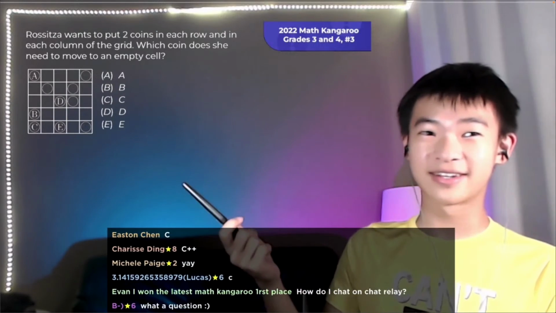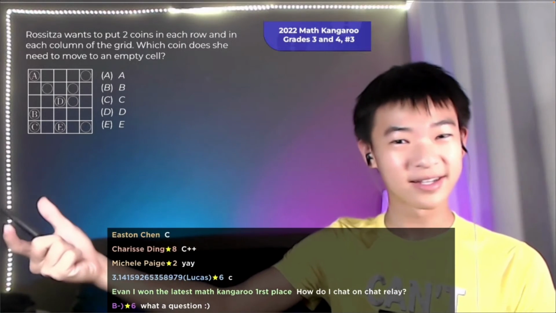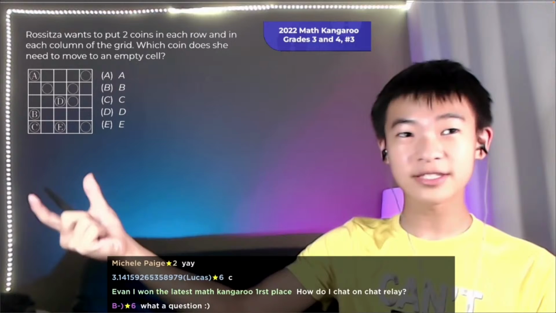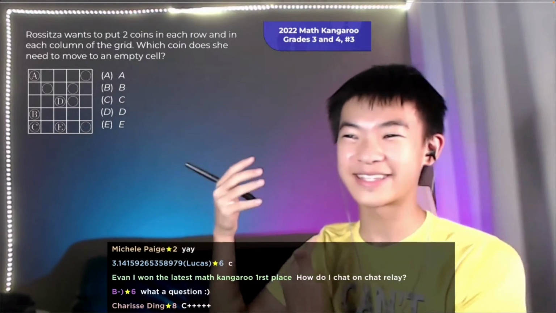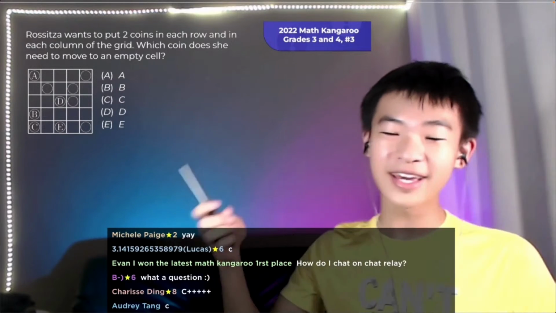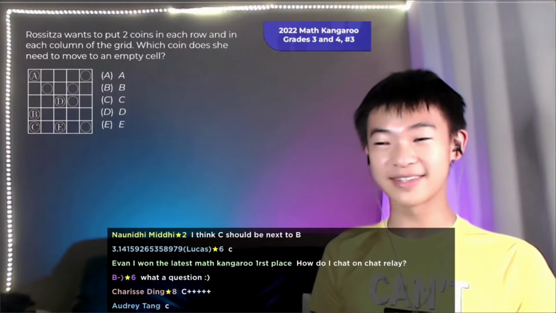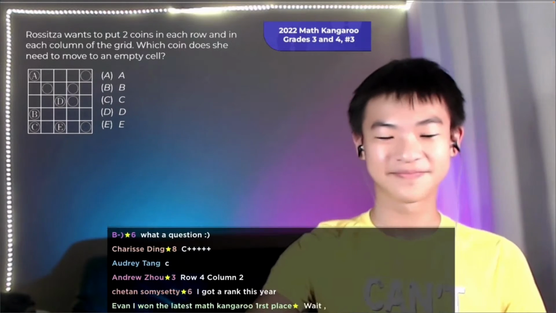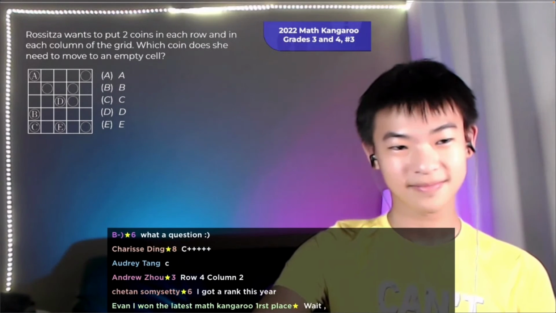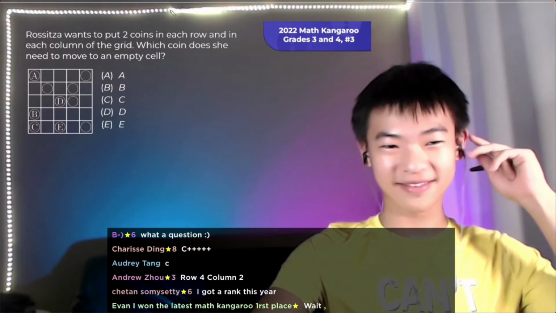But I like how Megan just notices the first column has an extra one. The last row right here also has an extra one. So if they both have an extra one, and you're only able to move 1 coin, then it has to be that common coin. So that was a really smart idea, Megan. Awesome. Let's move on to the next problem.